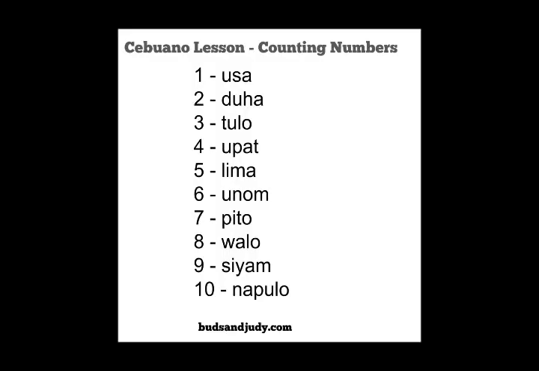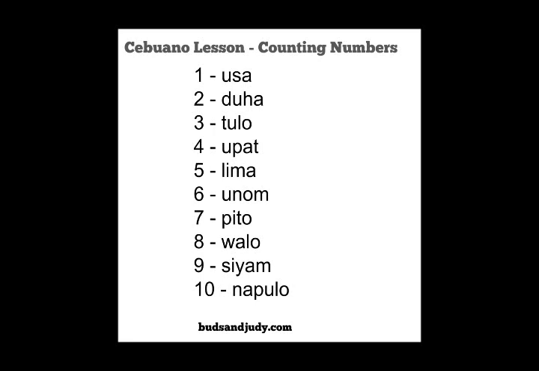Let's start. Usa. Usa means one. Duha. Duha means two. Tulo. Tulo means three. Upat. Upat means four. Lima. Lima means five.